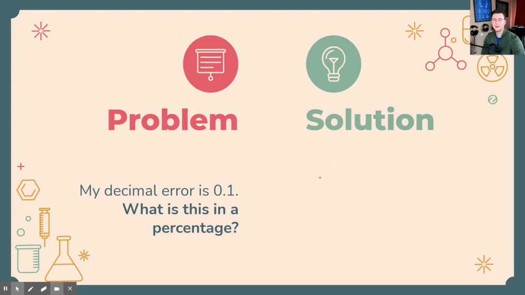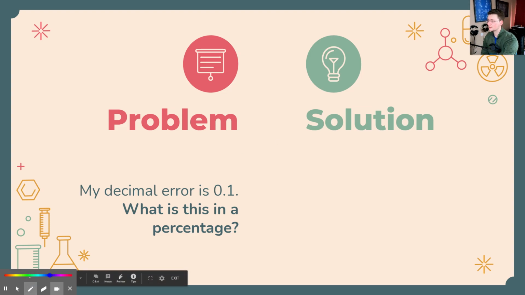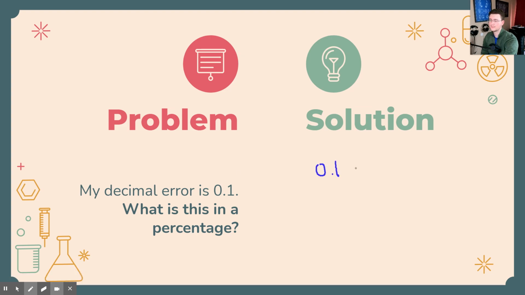So my decimal error is 0.1. What is this in a percentage? To do this, to find the percentage, what we need to do is take our decimal of 0.1 and, I'm going to make the decimal bigger, multiply it by 100. And if we do that, we should end up getting the answer of 10, and then we're going to put on a percentage. That last step just converts it into a percentage. It allows us to kind of understand what the decimal is.